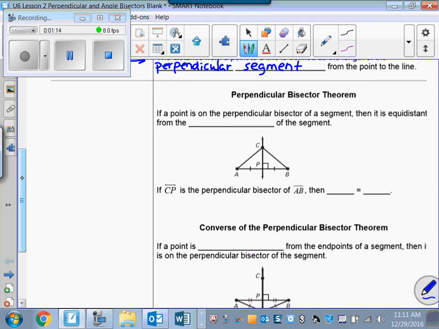So just stick with us here. Okay, so of course now we're going to start with some theorems. If a point is on the perpendicular bisector of a segment, all right, here's our perpendicular bisector, here's the point that's on there, then it is equidistant from the endpoints. If CP is the perpendicular bisector of AB, then CA equals CB. C is on the perpendicular bisector, so it is equidistant from the endpoints, which are A and B.